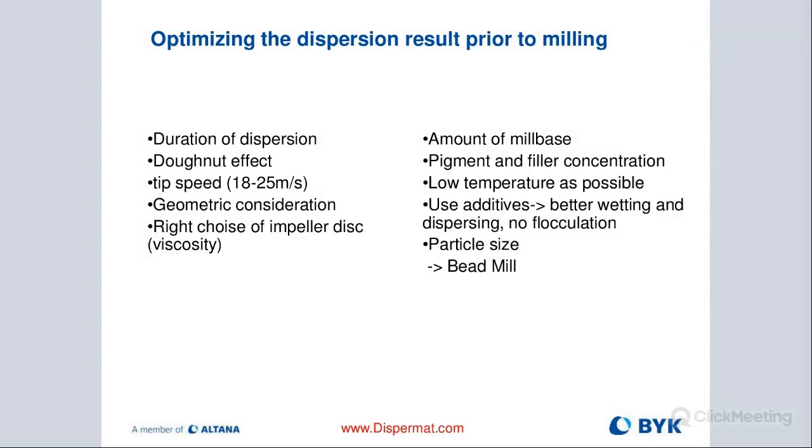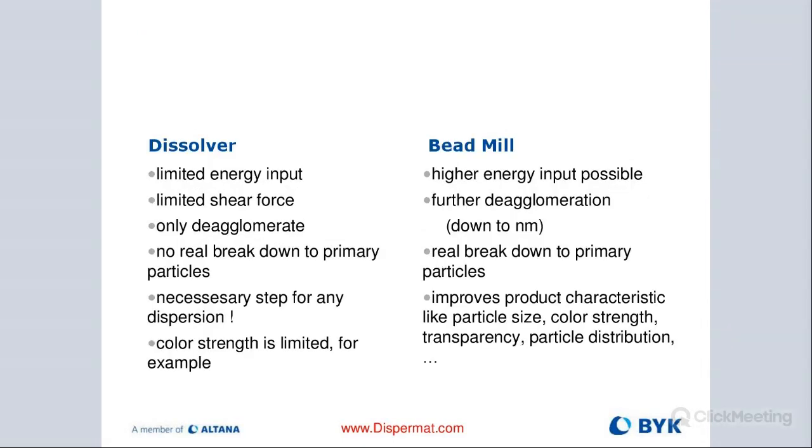But if we go higher, we have an issue with potentially spilling, especially if we add a lot of shear force. From a formulation standpoint, pigment and filler concentration play a big part. We want to keep the temperature as low as possible, especially when we're dealing with solvent-based materials. We don't want to flash off all the solvent. We want to keep it in our mill base, so we try to keep the temperature lower. And then again, we want to choose the right additives for better wetting, dispersing, and no flocculation of our pigments. And then when we have the right particle size, that's when we should start the medium milling process.